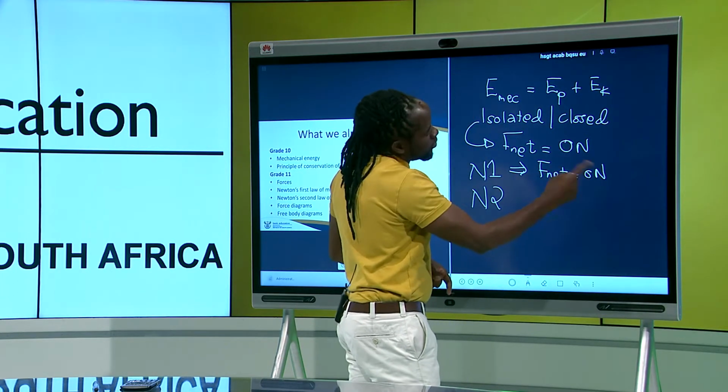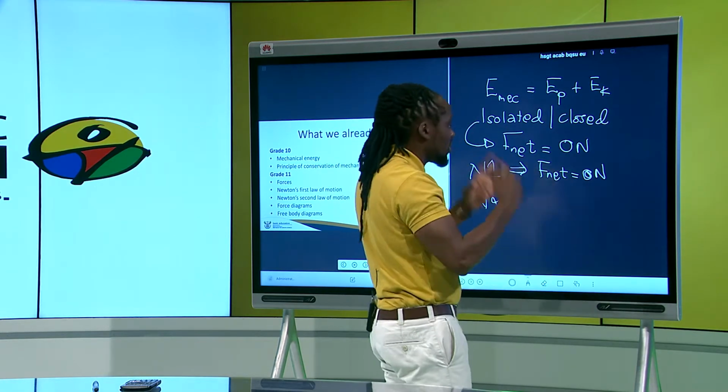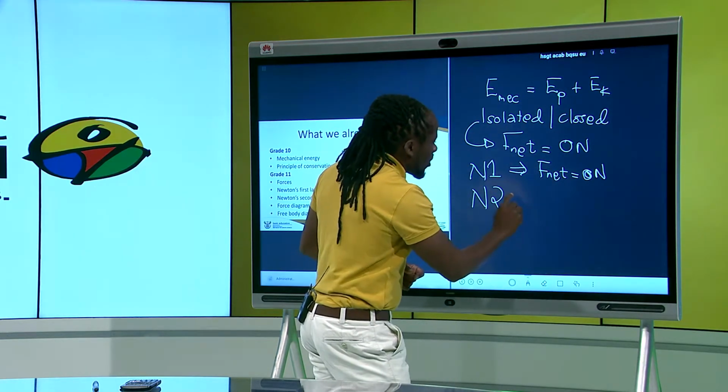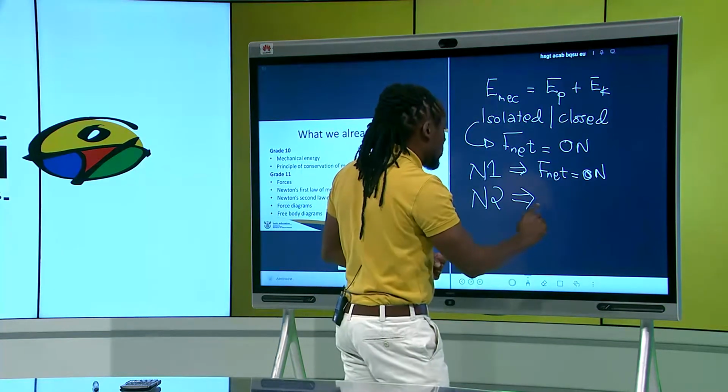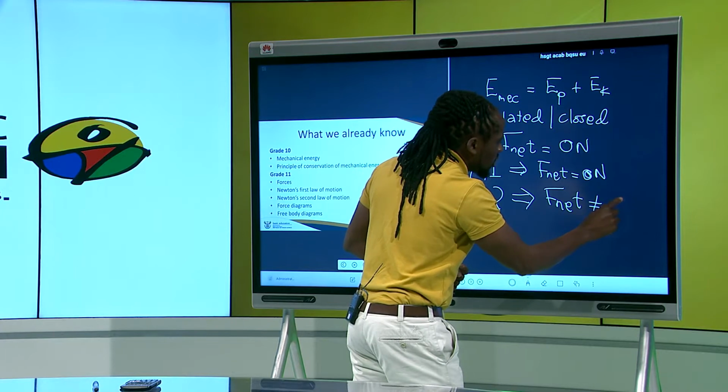Newton's first law would definitely be a zero net force, okay? Because the object stays there or it moves with a constant velocity. Now, the implication of Newton's second law is that there is a non-zero net force acting on the object.